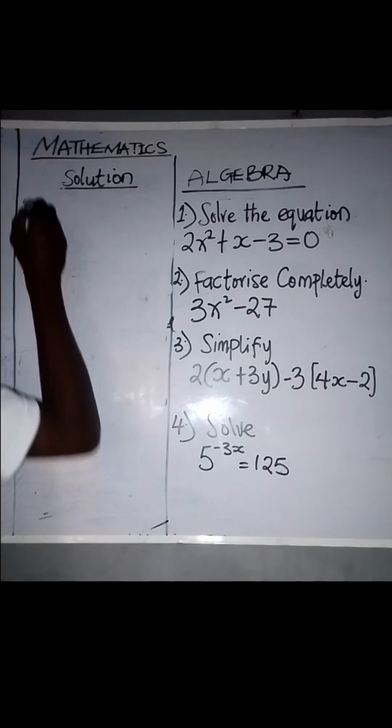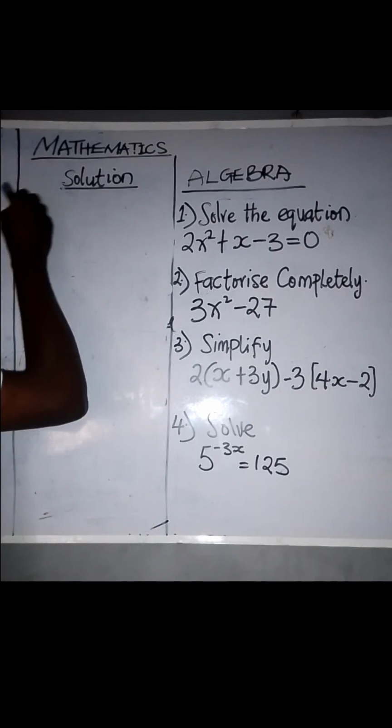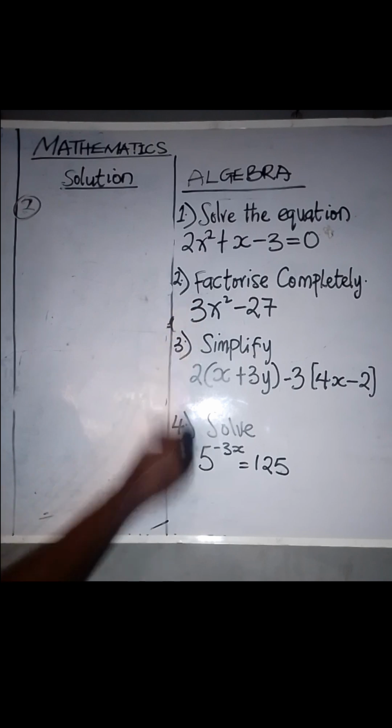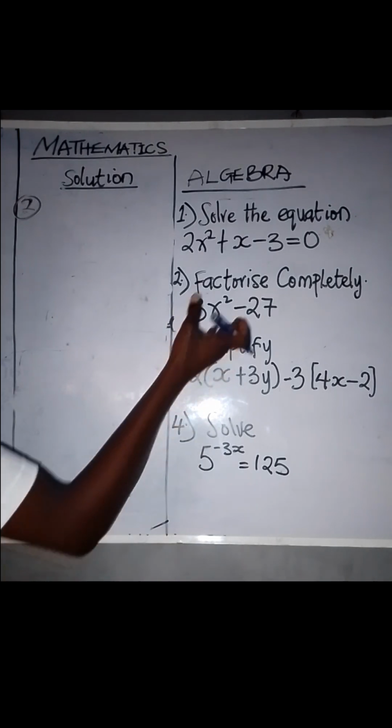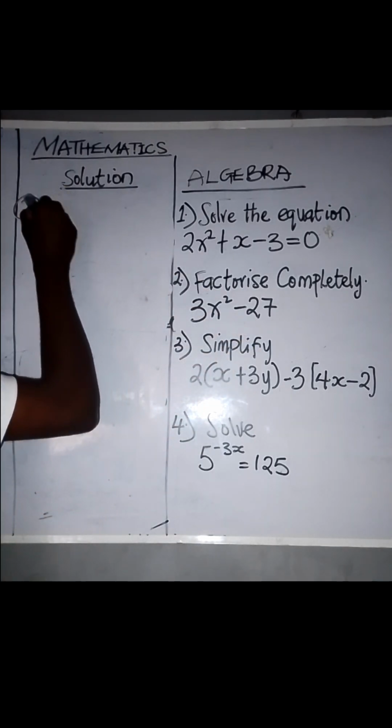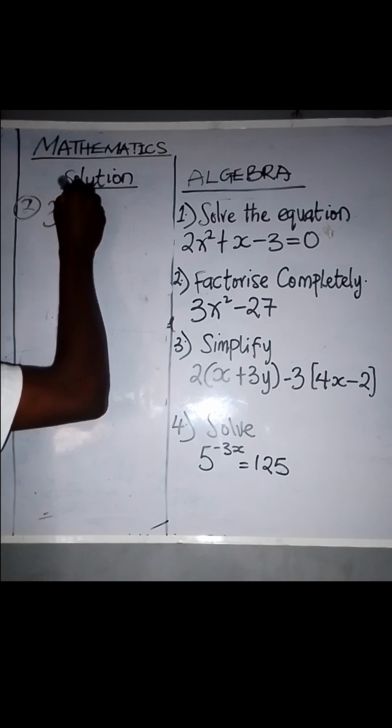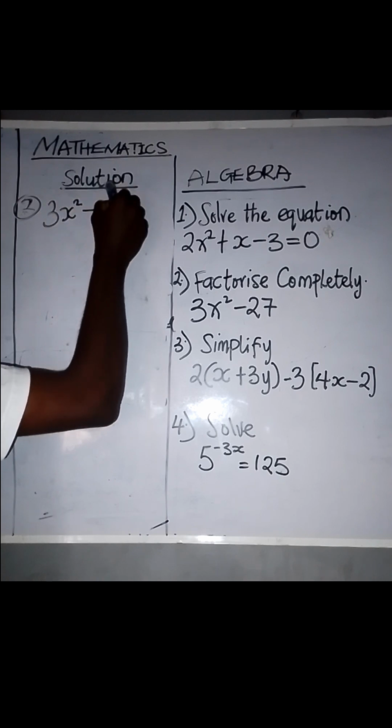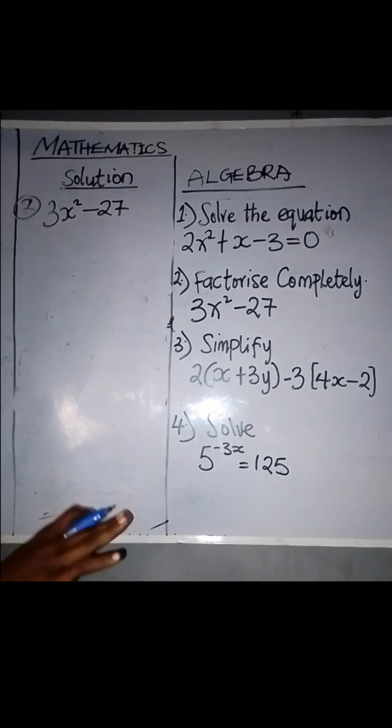Okay, we'll go straight to number 2. The question says factorize completely. So how do I factorize this completely? They gave me 3x squared minus 27, and I was asked to factorize this completely.